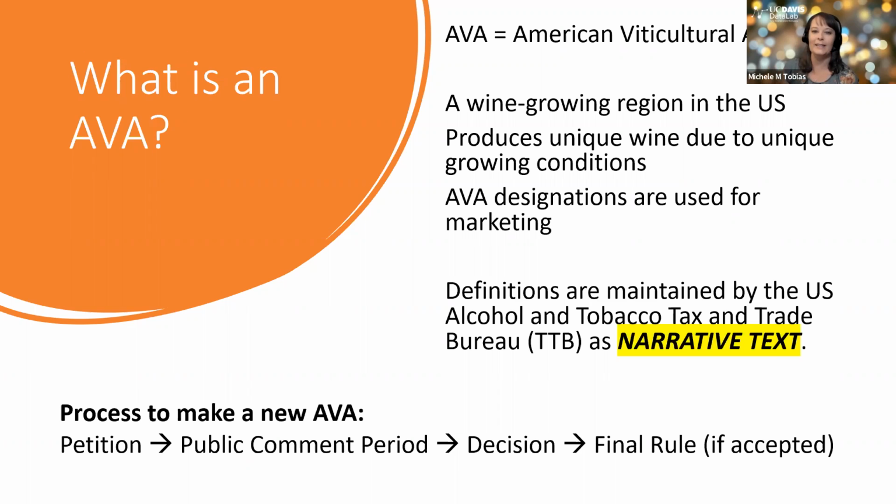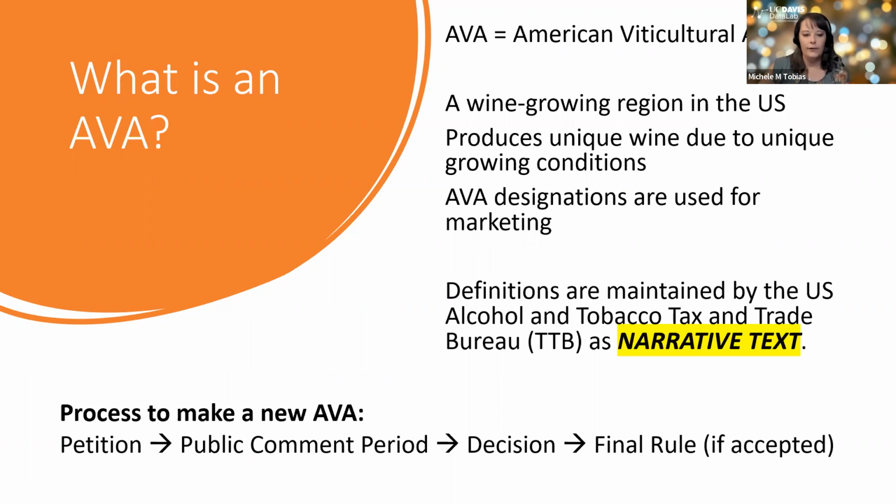So AVA stands for American Viticultural Area, and these are wine growing regions in the United States. The idea is that it's a boundary that encloses an area that produces unique wine because of the unique growing conditions within that boundary. And the AVA designations, these boundaries, are used in particular for marketing to explain that this particular wine was produced in a special place and has a particular characteristic.